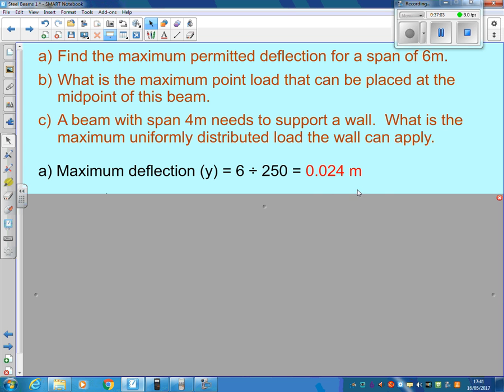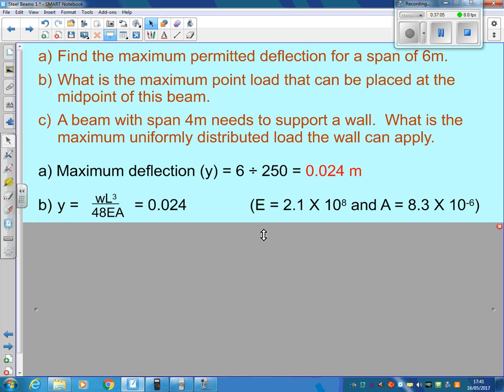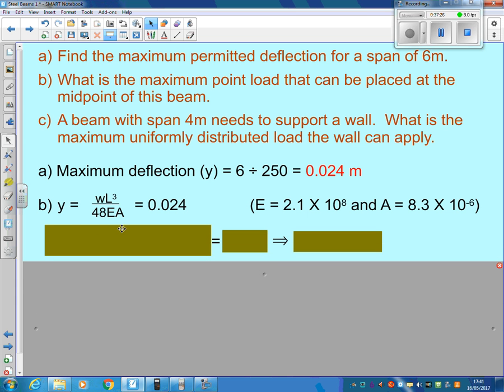So if that was our deflection, that's the maximum deflection. What you're saying is the Y value is 0.024, and we have a 6 meter beam, that's the L. There's the E, I've written down again, there's the I, and we're trying to find the maximum point load, which is W. So let's just slot everything in. We know Y was 0.024. Instead of L cubed, well, 6 cubed, W times 6 cubed.